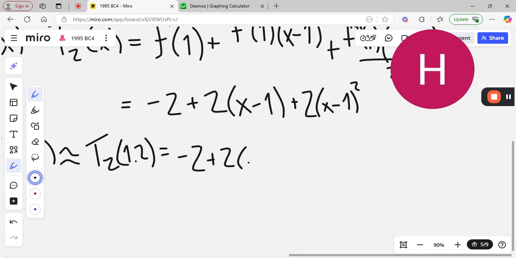So if we're plugging in 1.2, these again are just going to be 0.2.